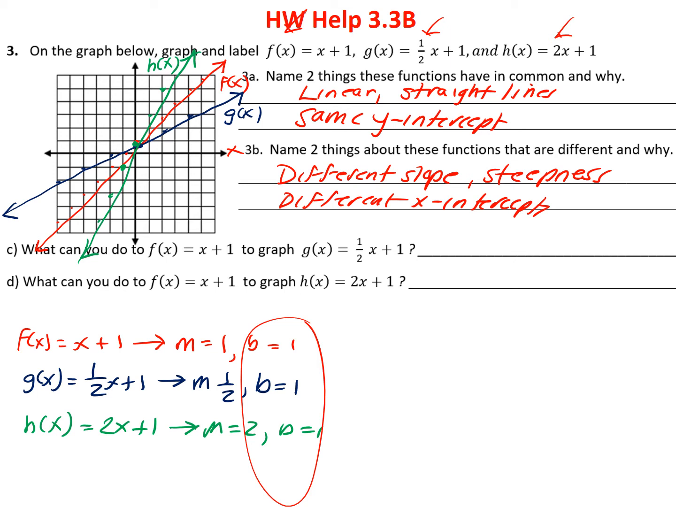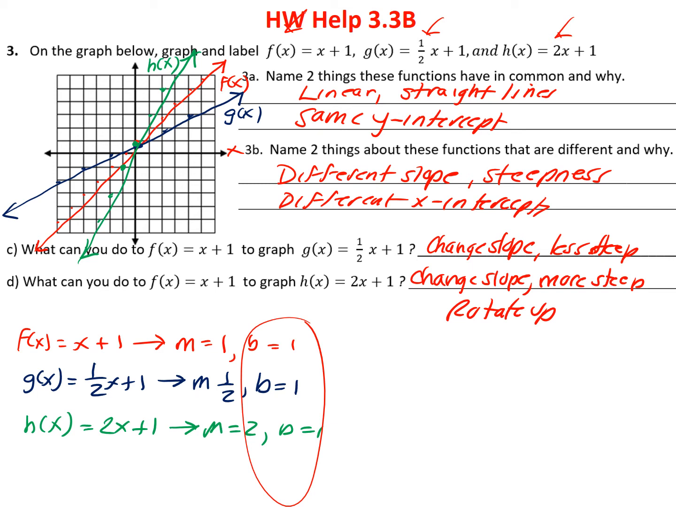Now, what could you do to f of x in number c? What can you do to f of x equals x plus 1 to graph 1/2 x plus 1? Well, the answer is you change the slope, and 1/2 is less than 1, so you make it less steep. In other words, I'm taking the red, and imagine the red is stuck right on the y-intercept, but you rotate it down somewhat. On the next one, how do you change to 2x plus 1? Again, you're changing the slope, and you're going to make it more steep or rotate up. So in this case, changing the slope is rotating the line either up or down on the y-axis. Notice the y-intercept stays the same here, and you're just rotating the line based upon what the slope is.